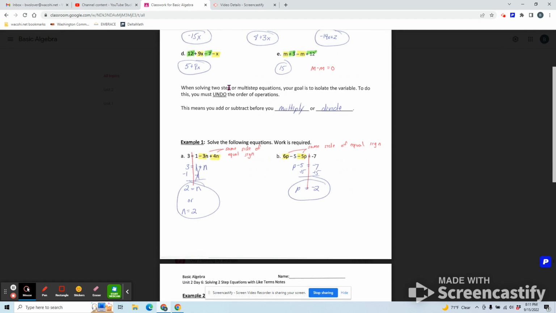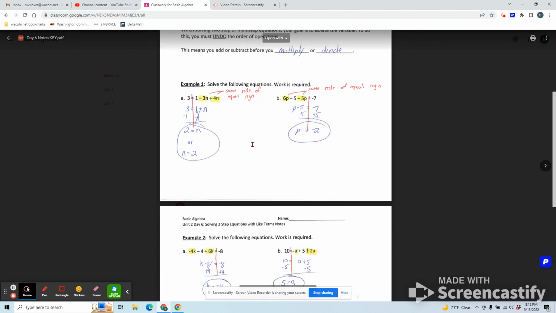So it says when solving two-step or multi-step equations, your goal is to get the variable isolated. And to do that, you're going to undo the order of operations. So it means you're going to add or subtract before you multiply or divide. So once again, I want to stress that what I wrote here is for the notes that we are doing and the homework assignment that you have. This is not always the case. There could be questions where adding and subtracting is not your first order of operation. You may have to multiply or divide to solve first. But for all the problems I'm giving you, we're going to focus on following this.